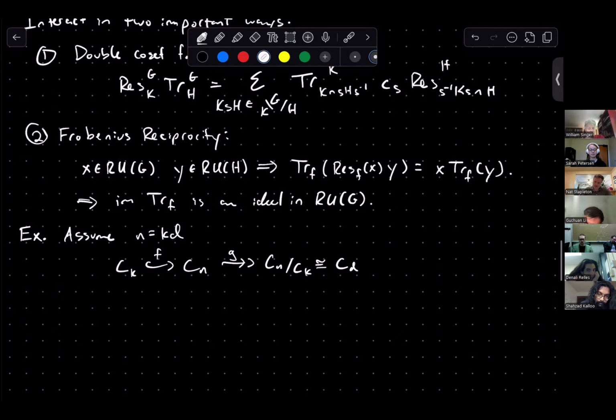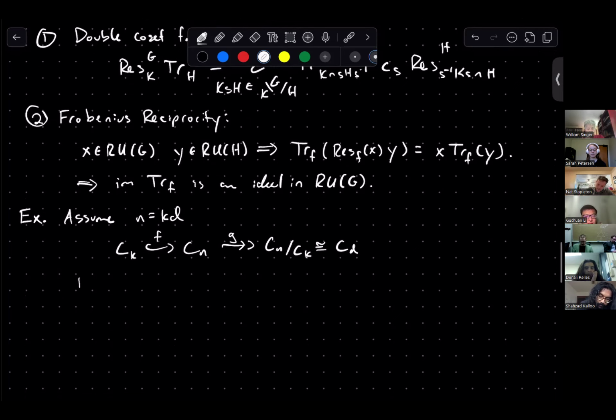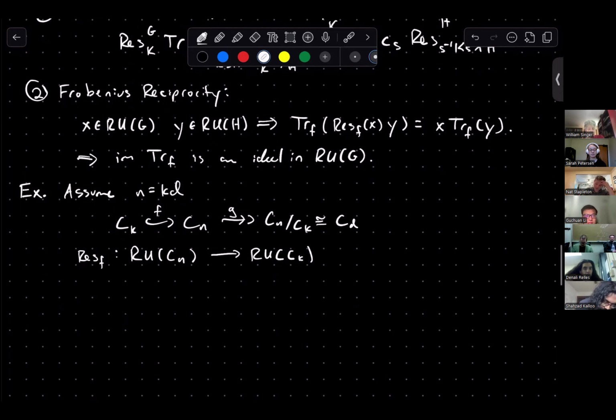Then I want to consider restrictions and transfers along these maps and see how these things fit together. So let's start with the restriction along F. This is kind of the easy one. So this is a map from RU of Cn to RU of Ck. We've given descriptions of both of these things.